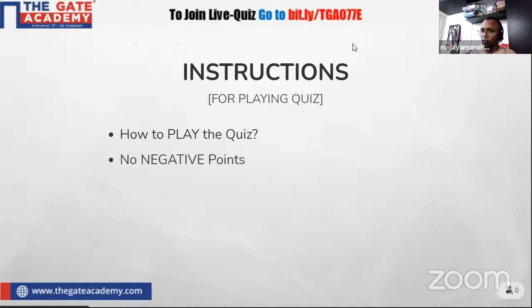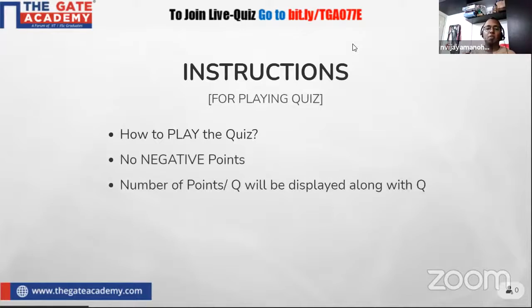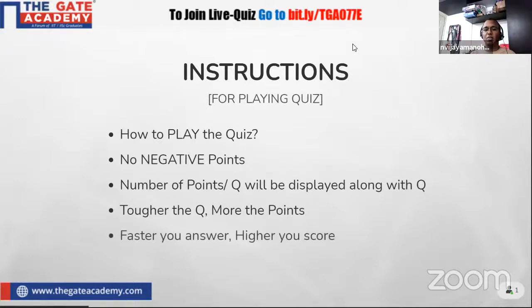And there are no negative points, and the number of points per question will be displayed along with the question. The tougher question will have more points, and the faster you answer, the more points you get. If you are able to get the correct answer quickly, you will be rewarded with more points. So that's where the fun is. Okay, so wish you all the best. Let's get started.